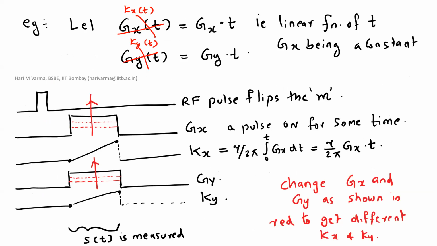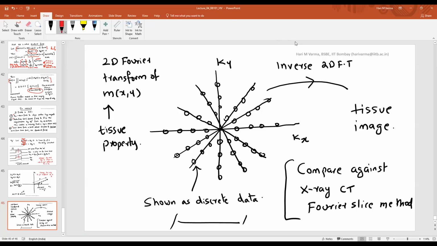So these are some examples of gradient fields; you try to understand them by yourself. So I'm going to skip it. So now we will move to the next part of the course.